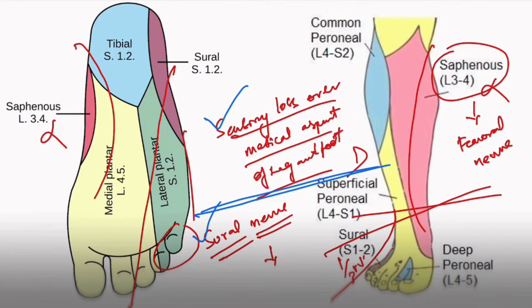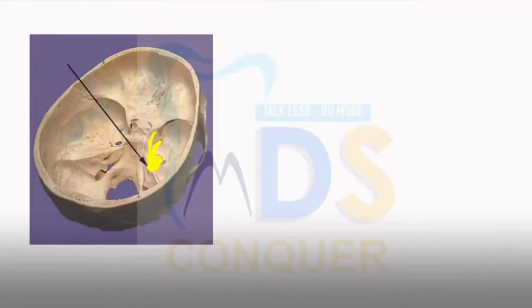So indirectly they can ask a connected, integrated-based question, so you should be familiar with these things that I have discussed now. Next, they can ask you to identify this particular nerve, and you can see three beautiful branches. Whenever you see three beautiful branches, your answer is trigeminal nerve. Okay, right.